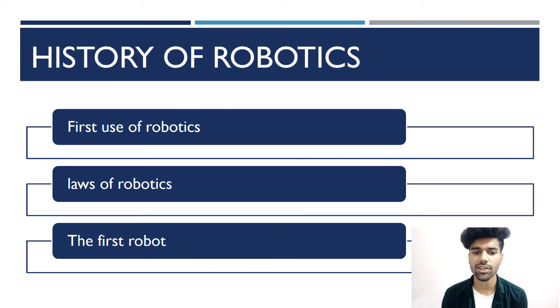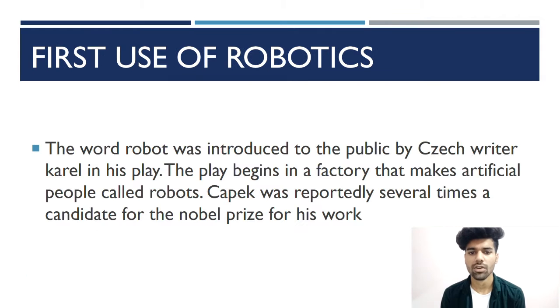About the history of robotics, I'll be telling about when the word robot was first used, the laws of robotics, and the first robot. The first use of the word: the robot was first introduced by the writer Karel Capek in his play. The play began in a factory that makes artificial people called robots.